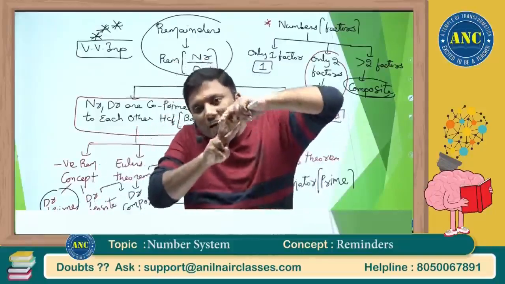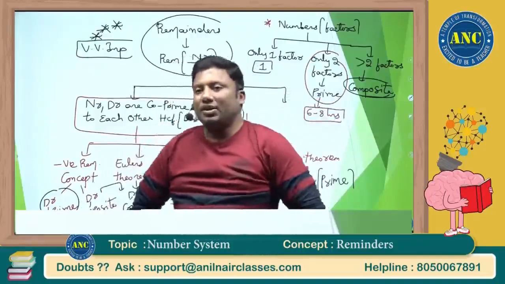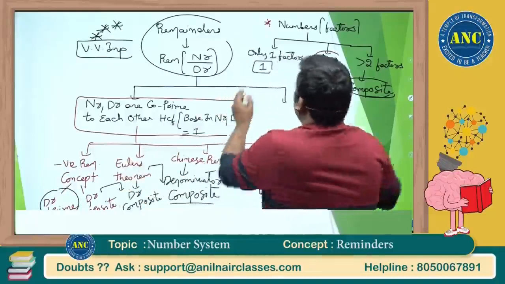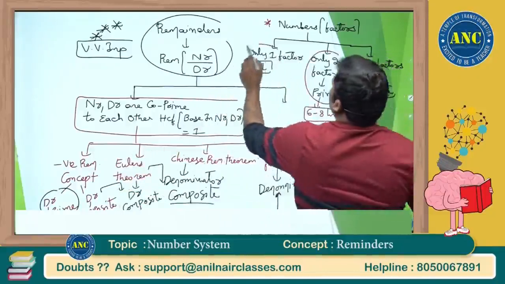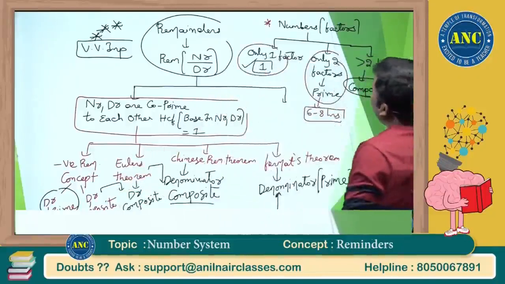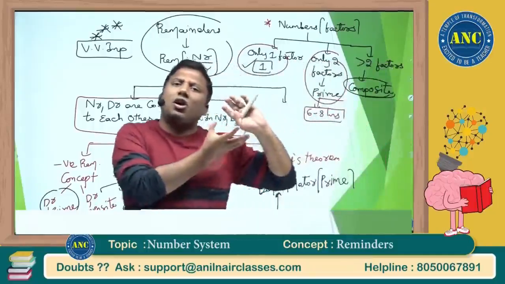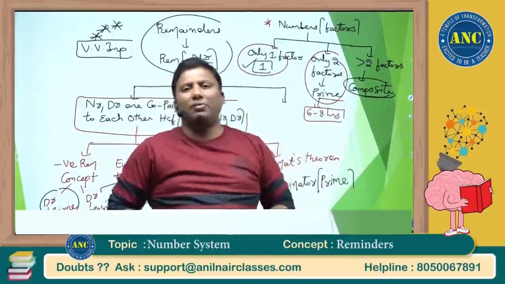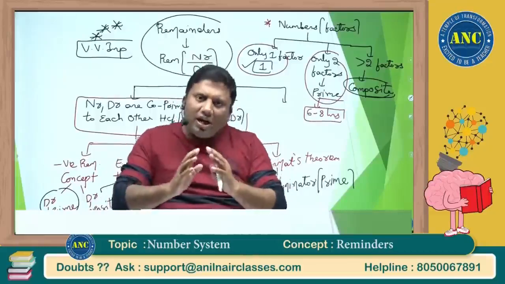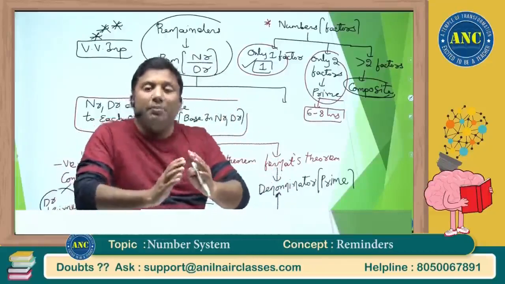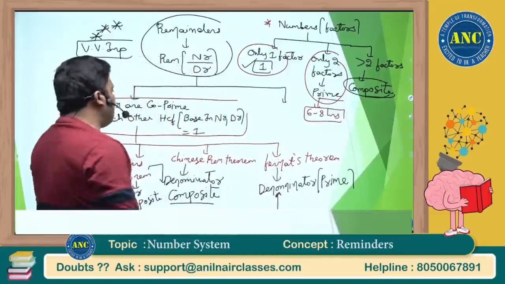If numerator and denominator are co-prime to each other and the denominator is 1, then it is called a natural number. So we are first understanding what are all the cases that can be possible for a denominator. Denominator can be 1. If the denominator is 1, then it is called a natural number. The denominator can be a prime number, or the denominator can be a composite number. So 2 cases will arise.